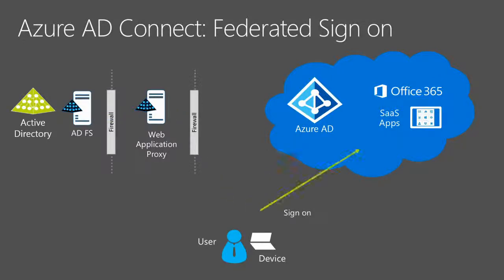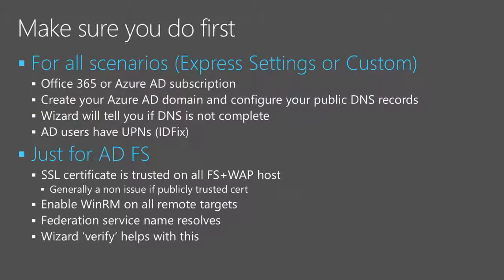And then this guy just shows user signing on. OK, so there are some things that the wizard does not do for you and that you need to do before. And it's pretty simple. For all scenarios, including express and custom settings, you need to make sure you have your Azure AD subscription, or your Office 365 subscription gets you that as well. So either one of those will work, and a 30-day free trial is fine, or an actual subscription. And if you want custom domains, you should set those up and verify those as well.